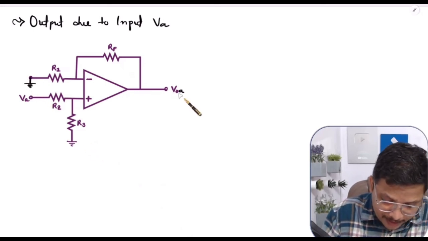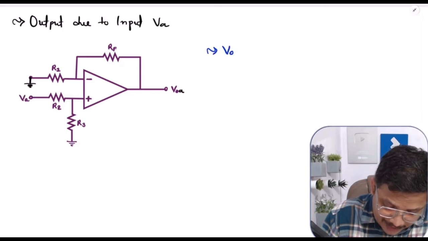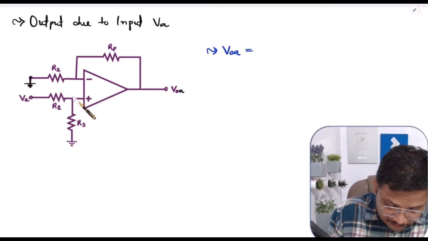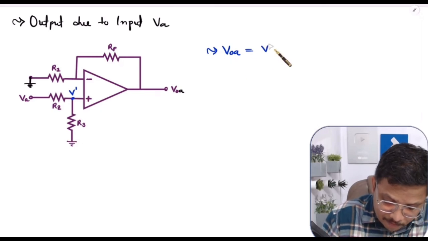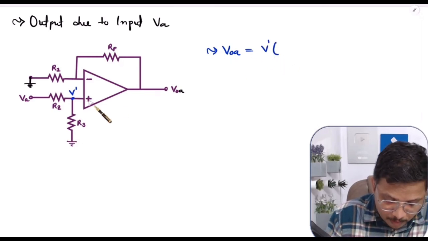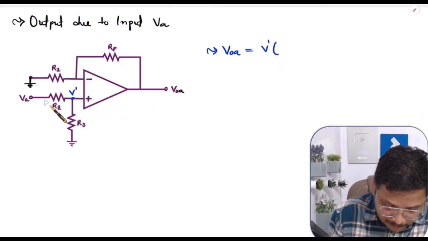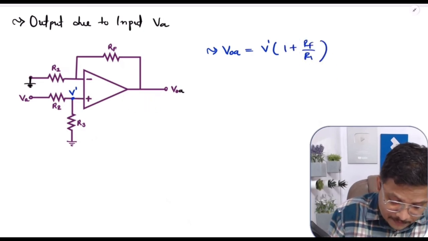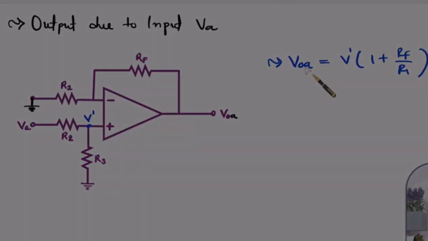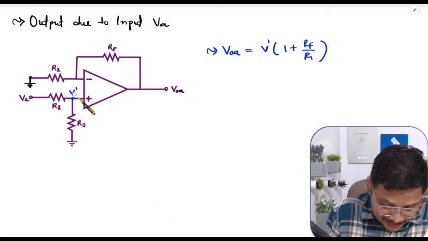Now what is my output VOA? My output VOA is happening based on the non-inverting configuration. If I say at this node, let us say voltage is V dash, then VOA will be V dash into the gain due to non-inverting mode. See, with negative feedback, with non-inverting mode, what is my gain? Gain is 1 plus RF by R1, where RF is feedback resistance and R1 is this resistance. So VOA in non-inverting mode is V dash into (1 plus RF by R1).